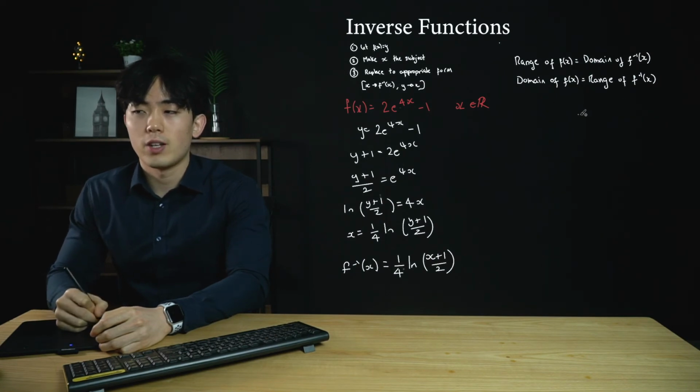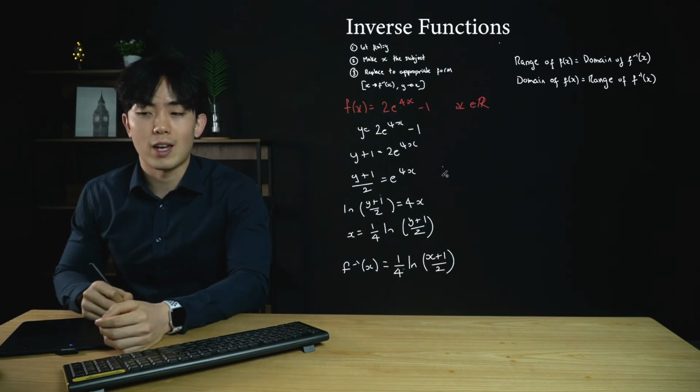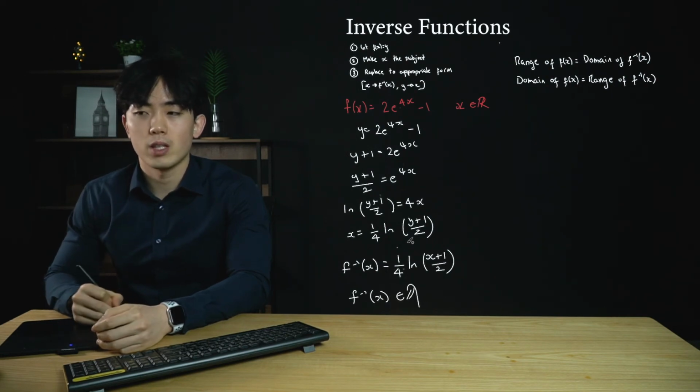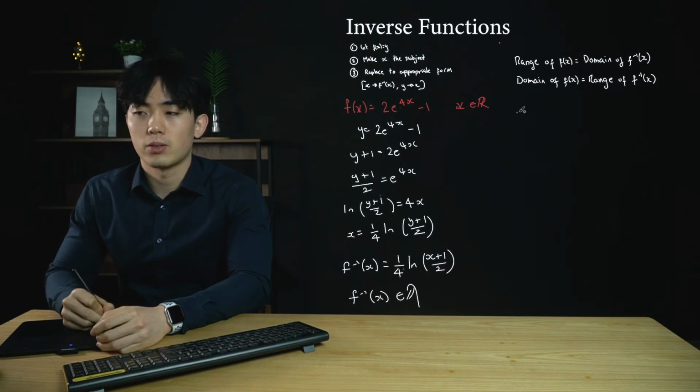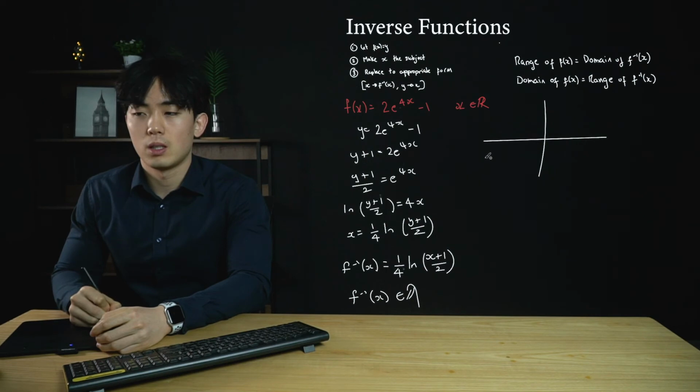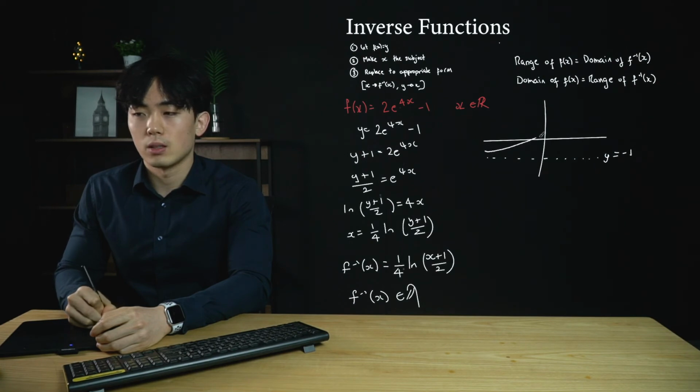Let's quickly find the range and domain. We're given the domain of the function. We should know by now that's the range of the inverse. So the range of the inverse is going to be all real numbers. To find the domain of the inverse, we have to find the range of the function. So let's plot this graph just to see what it looks like. It's an exponential graph and it's been transformed. So the asymptote is going to be at y is equal to -1, and it will look something like this.